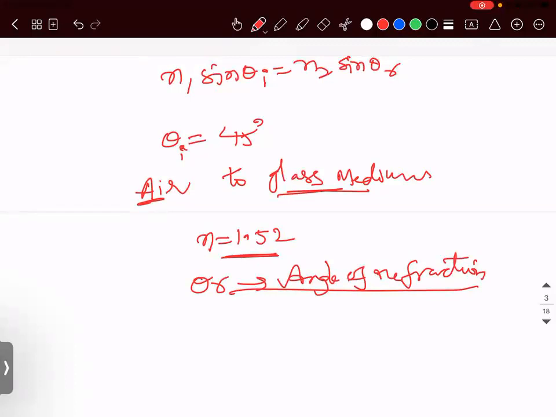Theta r must not be 45. Theta r must be less than theta i, right? Because it's going from rarer to denser. Find out the theta r value. How to find out? Using Snell's law.